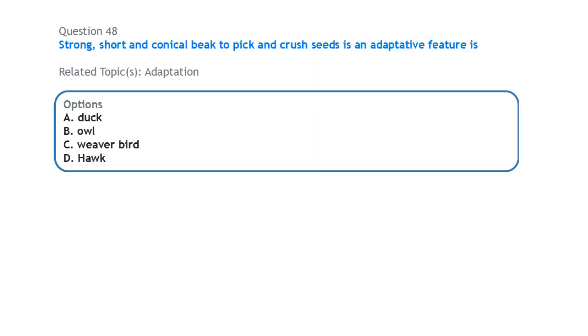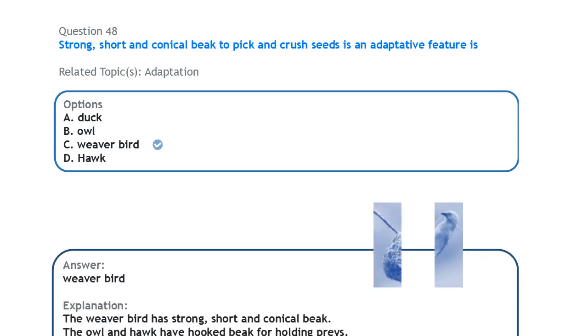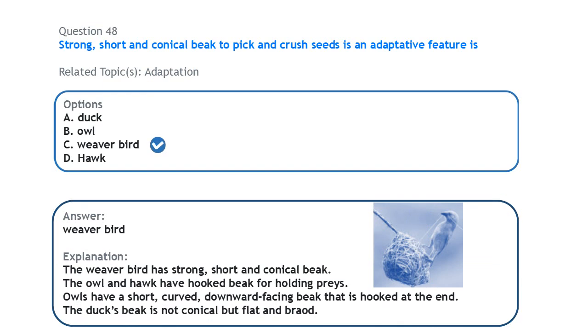Next question on adaptation. Strong, short, and conical beak to pick and crush seeds is an adaptive feature in the weaver bird. Basically, birds have different types of beak, and the design of the beak depends on the food of choice of that bird. So for example, birds like the weaver bird that pick and crush seed usually have strong and short beaks. They are strong, they are short, they are also blunt.